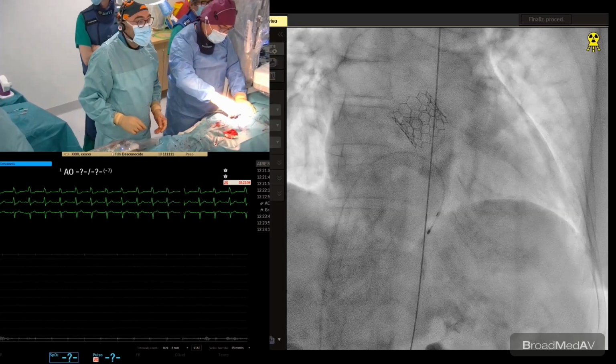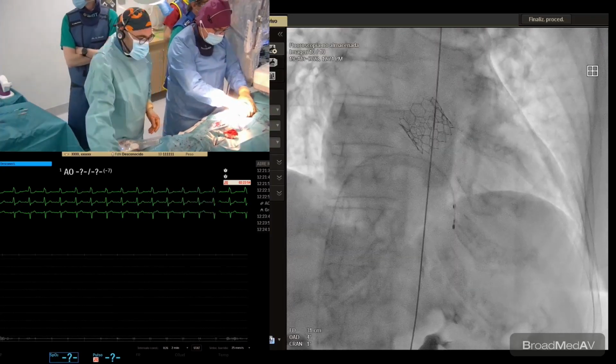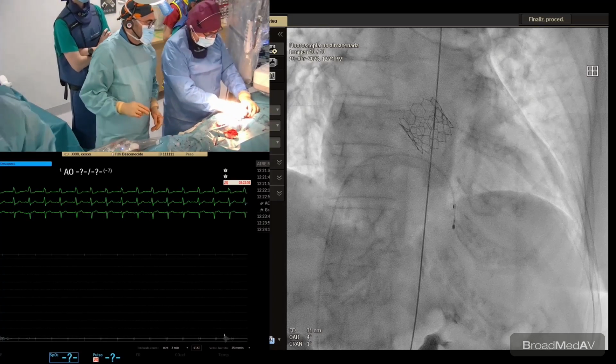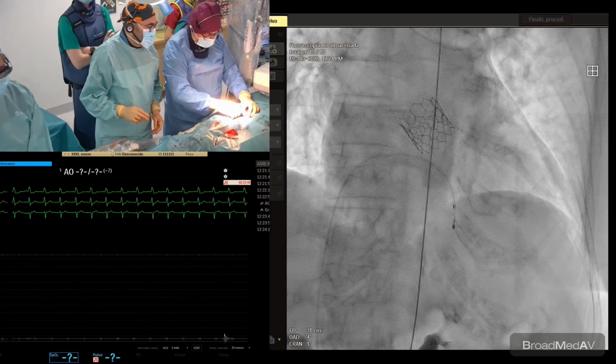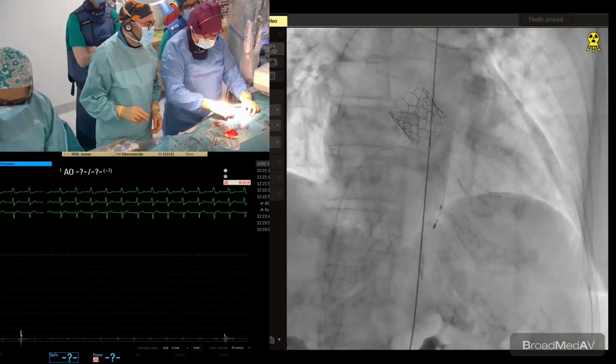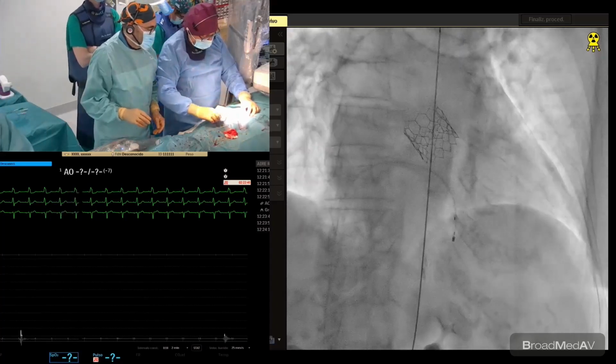This is the MANTA introducer to the end. You go back with the dilator.